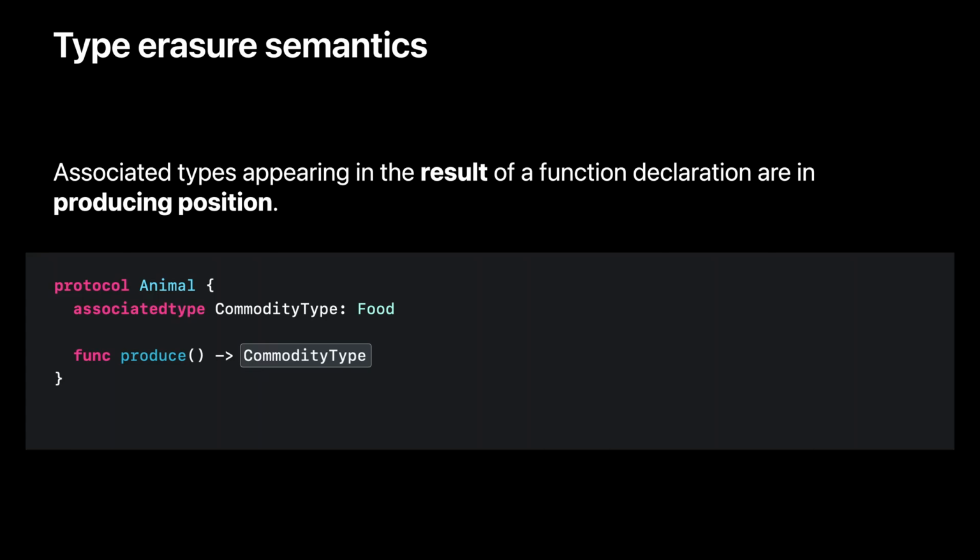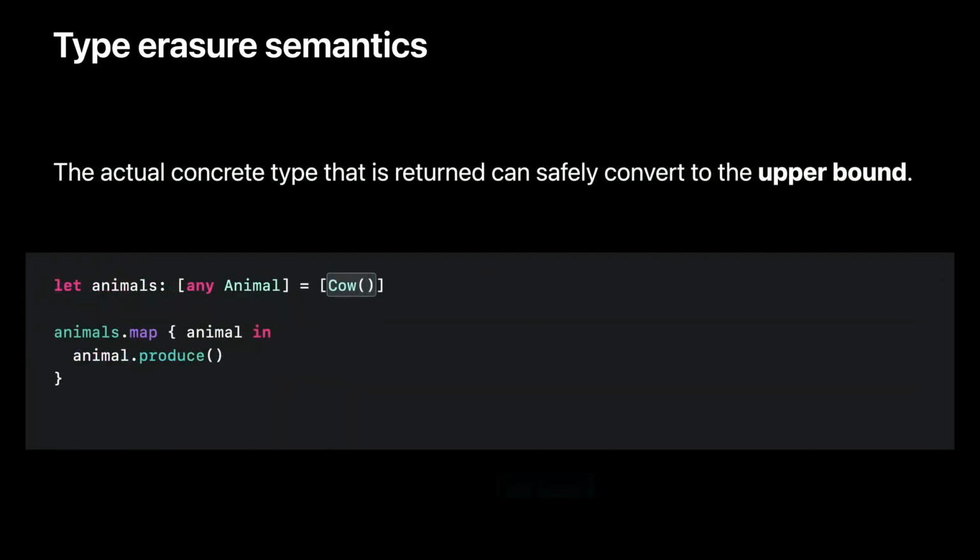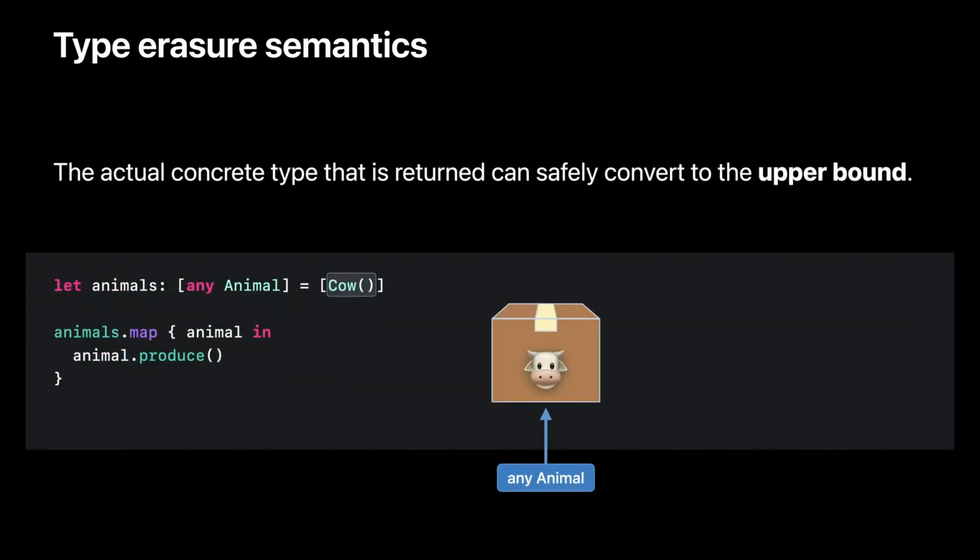An associated type appearing in the result type of a protocol method, on the right-hand side of the arrow, is said to be in producing position because calling the method will produce a value of this type. When we call this method on any animal, we don't know the concrete result type at compile time, but we do know that it is some subtype of the upper bound.